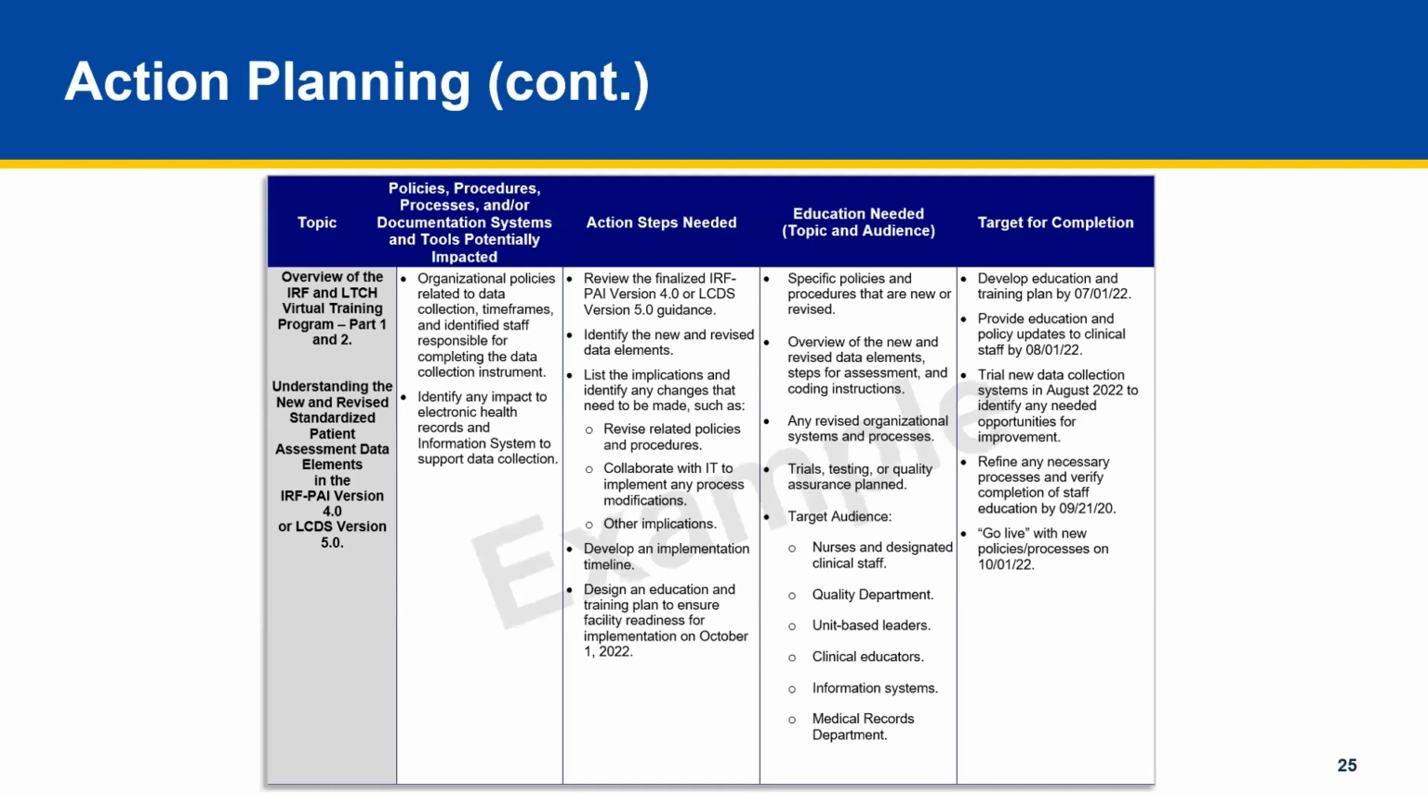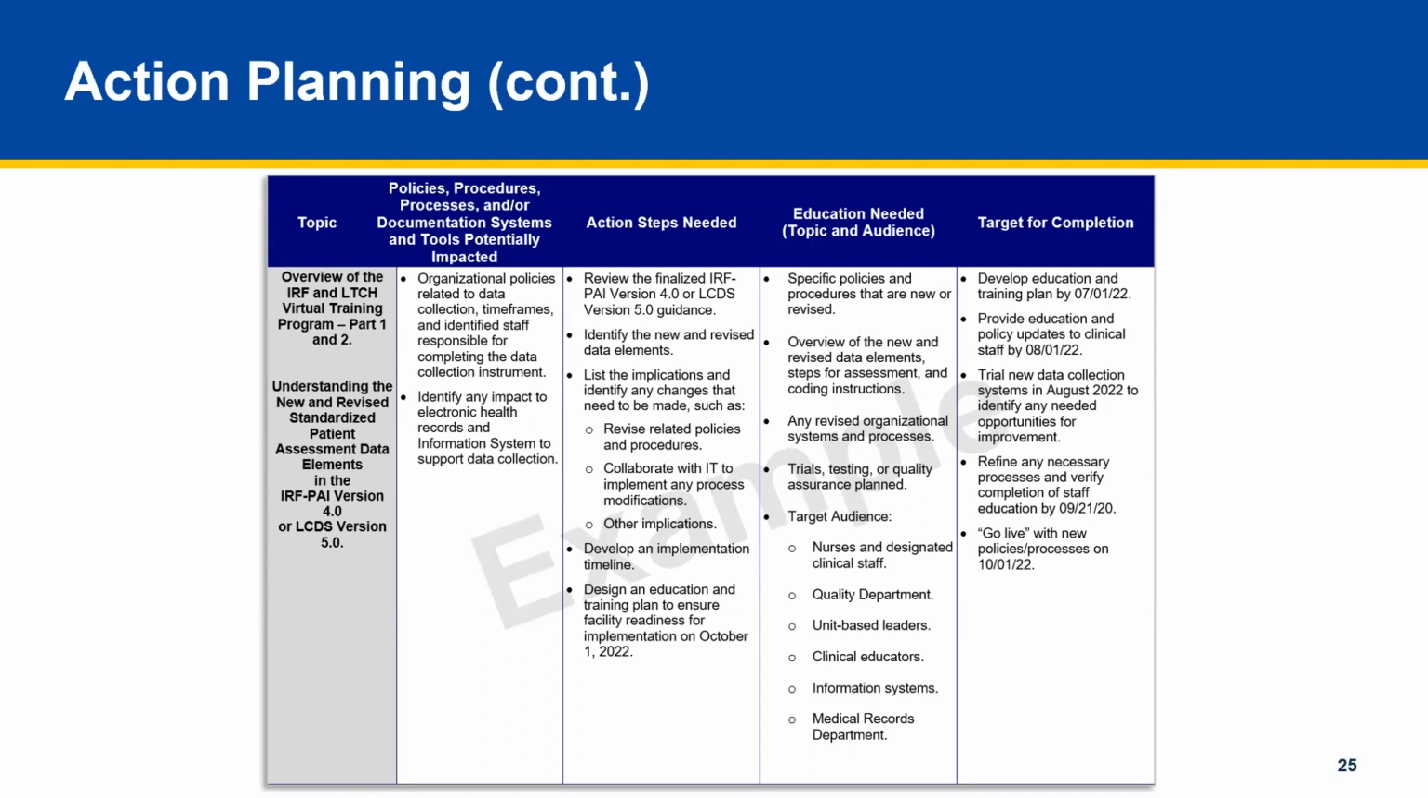Here's a screenshot of the action plan. We've pre-populated an example with some ideas to get you started using the tool. The action plan is set up as a template with a separate page for each training session and columns that are blank for your notes. So if we look at moving left to right on this tool, the first column on the left identifies the training topic or session. In the second column, you can list any policies, procedures, processes, or documentation systems and tools that may be potentially impacted at your facility.